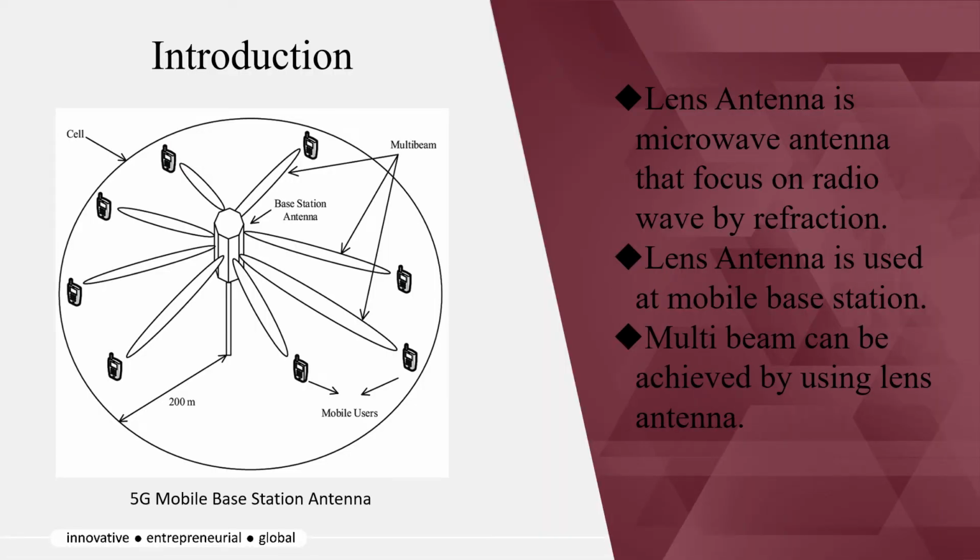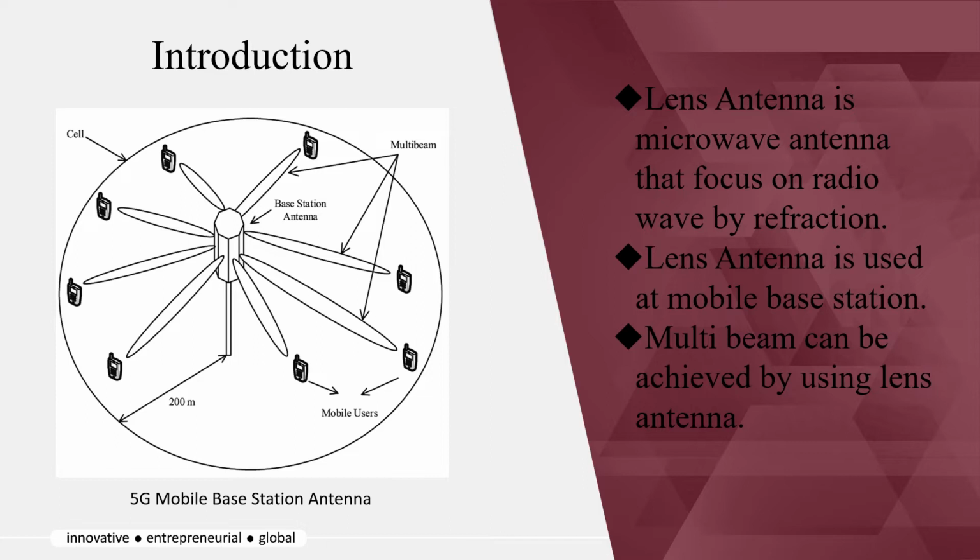I will begin my presentation with the introduction of lens antenna. Lens antenna is a microwave antenna that focuses radio waves by refraction. It is designed to focus the transmitted energy diverging in space to a desired direction. It uses the principle of the converging lens in order to focus the energy transmitted on it. The most common configuration of the lens antenna consists of a feed and also a flat lens.